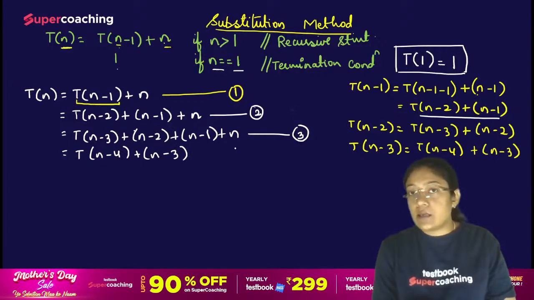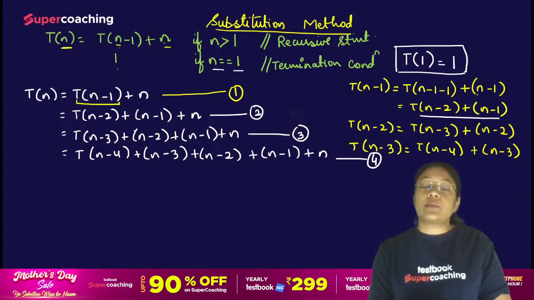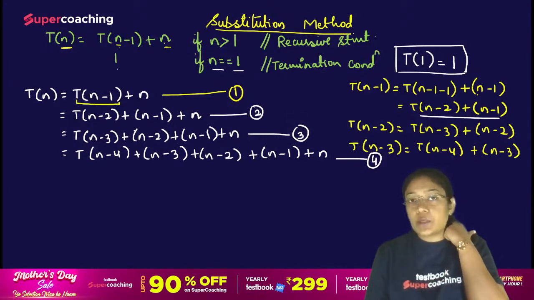बाकी सारी की सारी terms as it is आएंगी, right? बाकी equation में there will be no change. N minus 2 plus n minus 1 plus n. So this way we'll keep on substituting the values. ये कब तक substitute करनी है? जब तक हमें equation समझ में नहीं आ जाती.